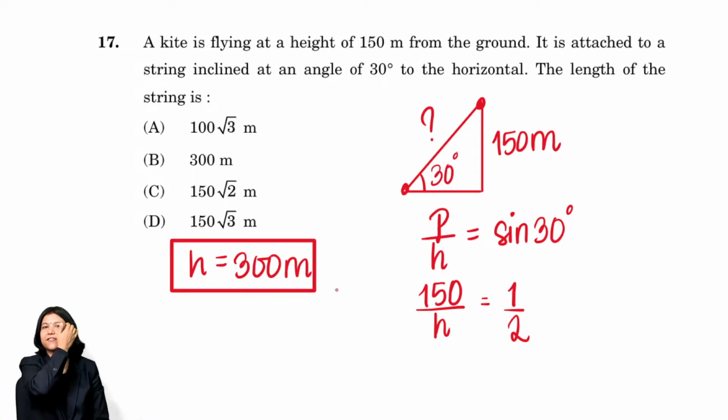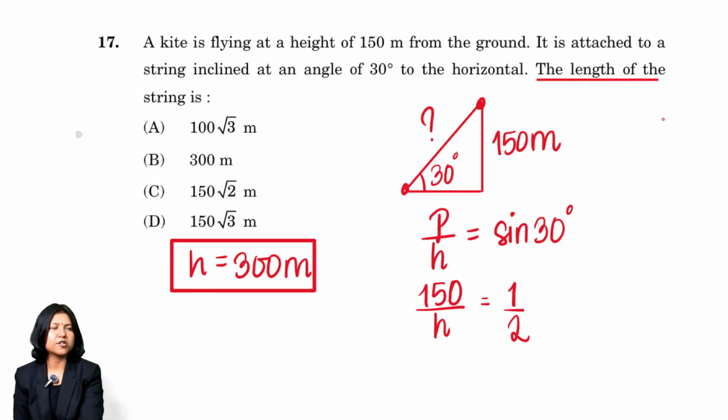It's kind of confusing, but yes, here h represents the hypotenuse and that is what we were finding. The length of the string, so logically it does not make sense to go vertical. You're playing with a kite and you don't just go vertical, right? The string will be inclined. That is the reason it takes the hypotenuse role. That is the reason I'm saying that we have to find the hypotenuse, and hence the answer is B, 300 meters.